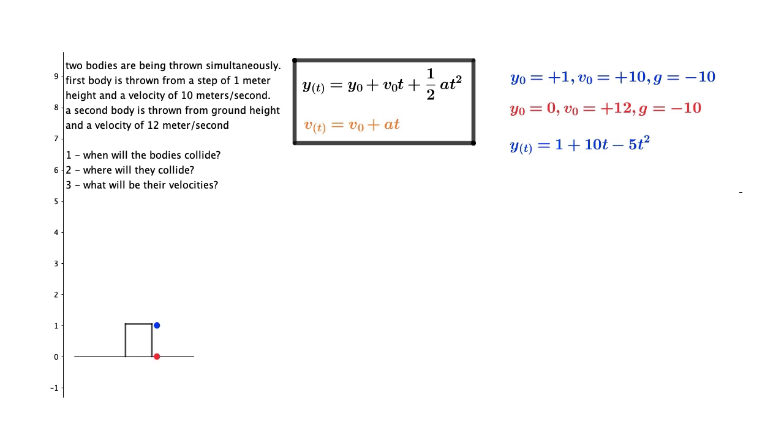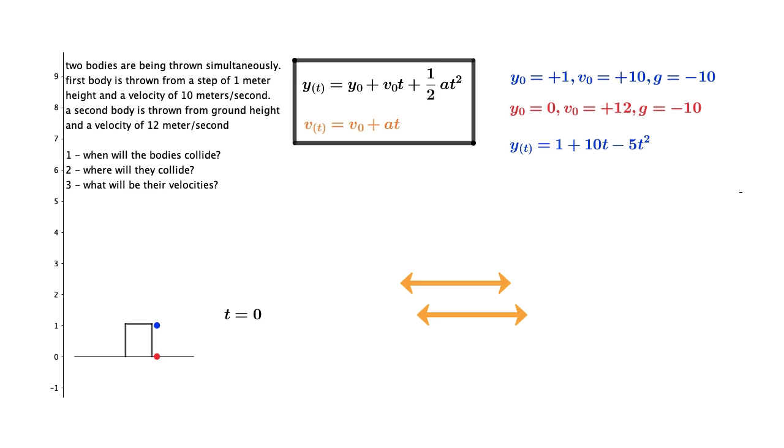Just to do a quick sanity check, a quick logic check, let's look at the time when t equals 0. Then we just have 1 plus 10 times 0 minus 5 times 0 squared, which is 1 plus 0 minus 0, or 1. So that makes sense.